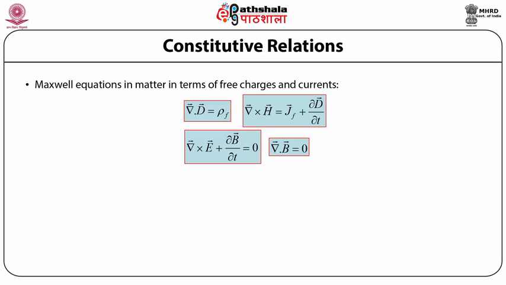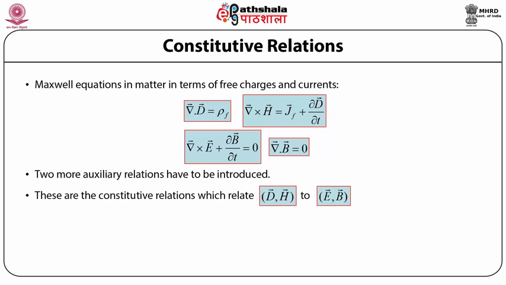The third of the Maxwell's equations can be written as the curl of the electric field vector E plus the time variation of the magnetic field induction vector B is equal to 0. And the fourth of the Maxwell's equations can be written as the divergence of the magnetic field induction vector B is equal to 0. Here we have introduced two more auxiliary relations, which are the constitutive relations, and which relate the electric displacement vector D to the electric field vector E and the magnetic field intensity vector H to the magnetic field induction vector B.